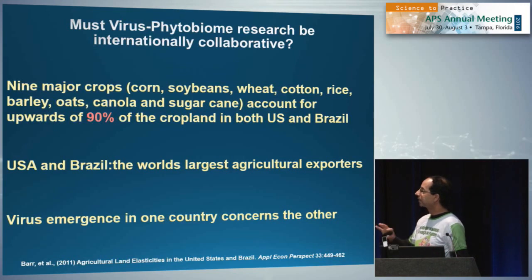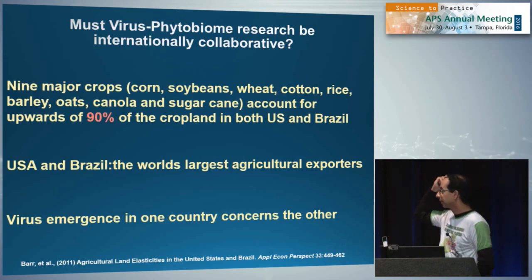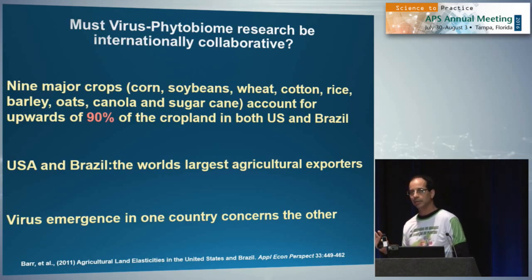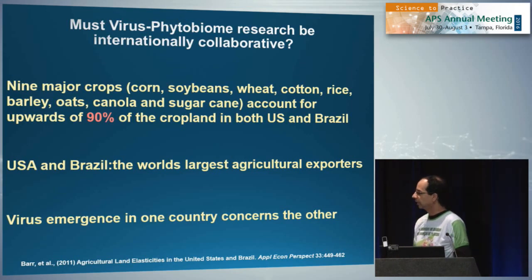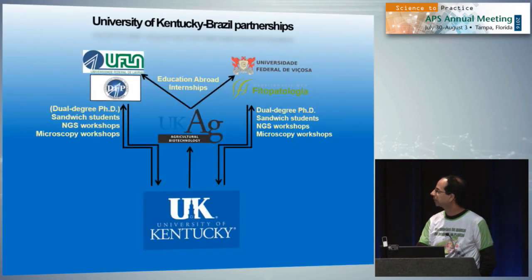All right, so in order to do this research, it has implications. This is not just virus discovery for the sake of virus discovery. This has implications for agriculture. And I'll just use the Brazil case study, but this obviously applies to many countries. So there are 9 crops that represent 90% of the cropland in the U.S. and Brazil. These are the 2 world's largest agricultural exporters. So virus emergence in one country has concerns for the other, and vice versa.